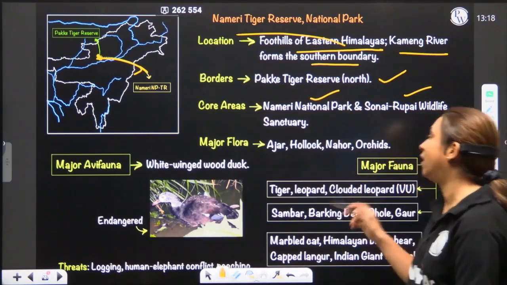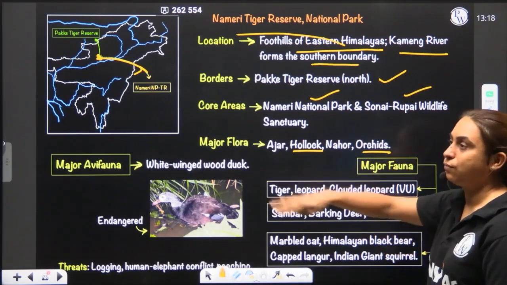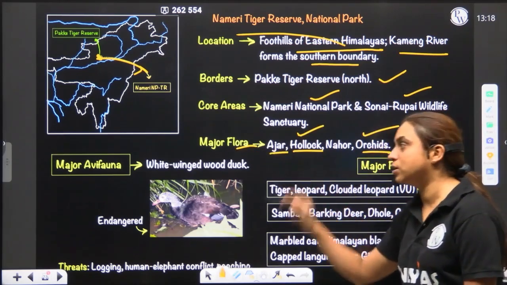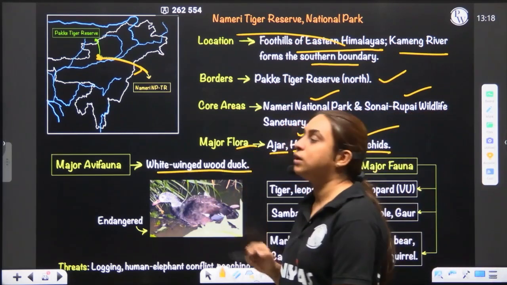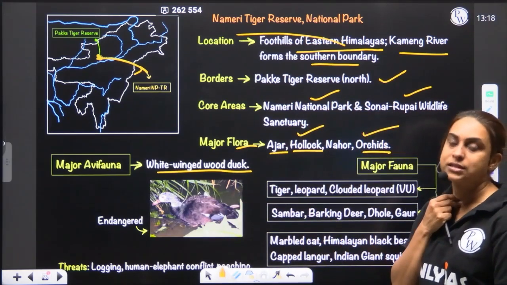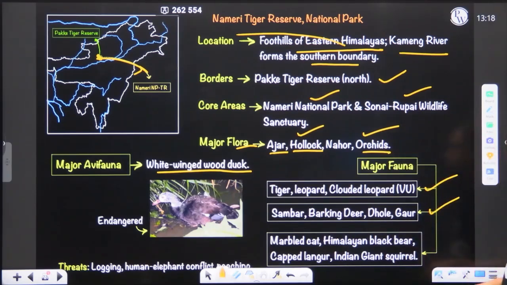The fauna, you have hoolock gibbon, sorry, that will come in fauna. Flora, you have hollong trees, orchids, and you will have the white-winged wood duck. We've already seen this is in Assam. This is the state bird of Assam. You have tiger, leopard, clouded leopard, sambar, barking deer, marbled cat, golden cat. This is what you have in the Nameri Tiger Reserve.